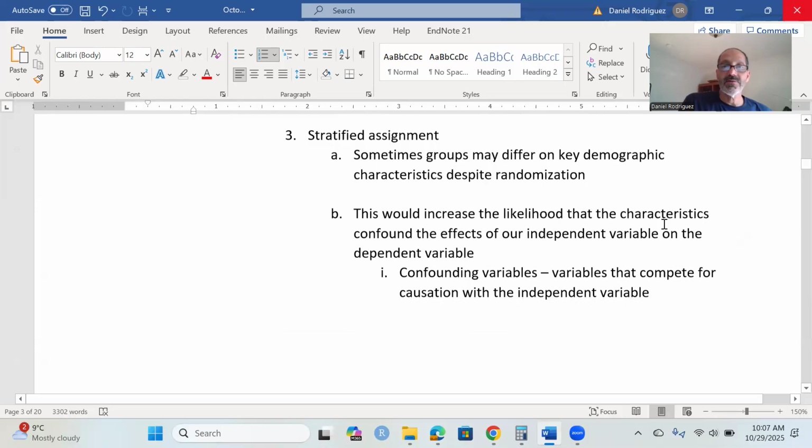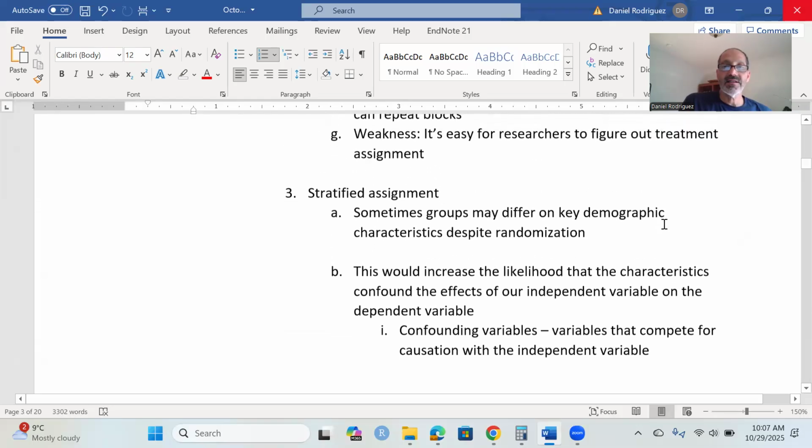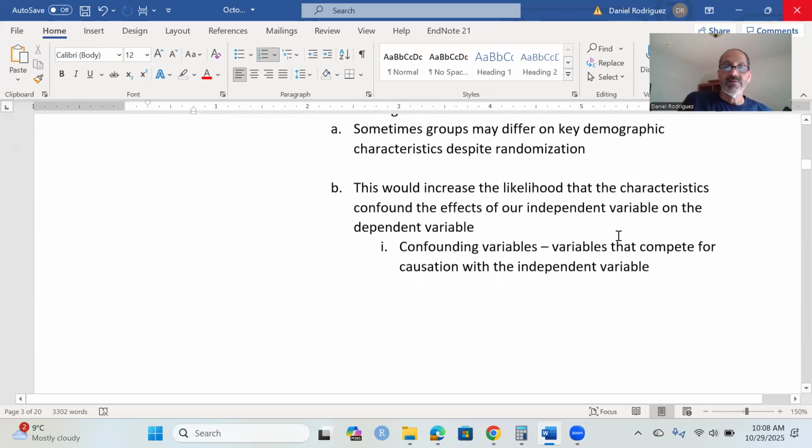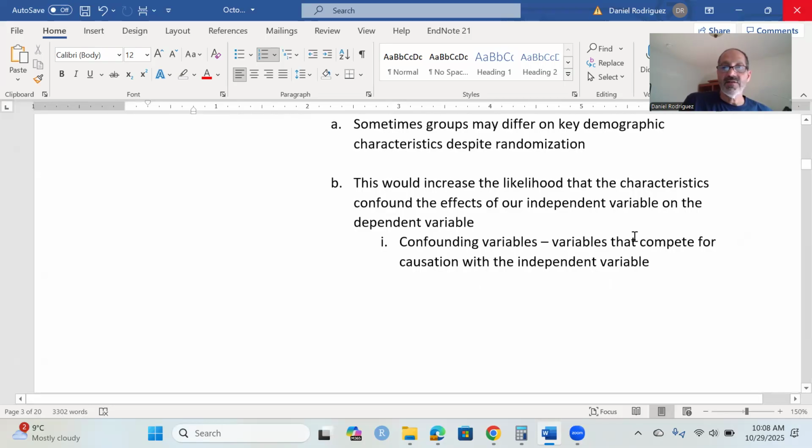So another way we can deal with issues of randomization is stratified assignment, especially when we have problems with demographic characteristics. And we want to make sure that our assignments are similar in terms of different levels of the treatment in terms of demographics. Like we don't want to have one group that's all male and one group that's all female. Then all of a sudden gender becomes a confounding variable. So we want to be able to eliminate these problems. Like I said, we want to get rid of confounding.